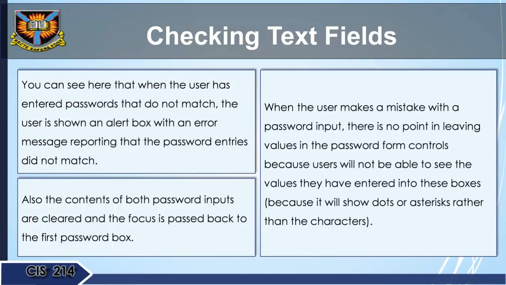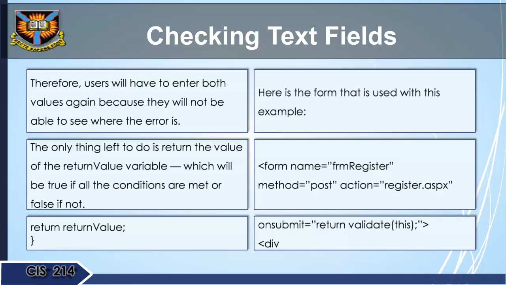When the user makes a mistake with the password input, there is no point in leaving values in the password form controls, because users will not be able to see the values they have entered into these boxes; it will show dots or asterisks rather than the characters. Therefore, users will have to enter both values again because they will not be able to see where the error is. The only thing left to do is return the value of the returnValue variable, which will be true if all the conditions are met or false if not.